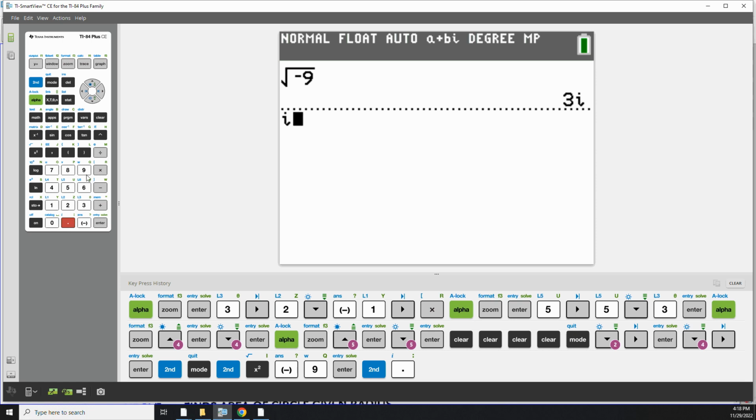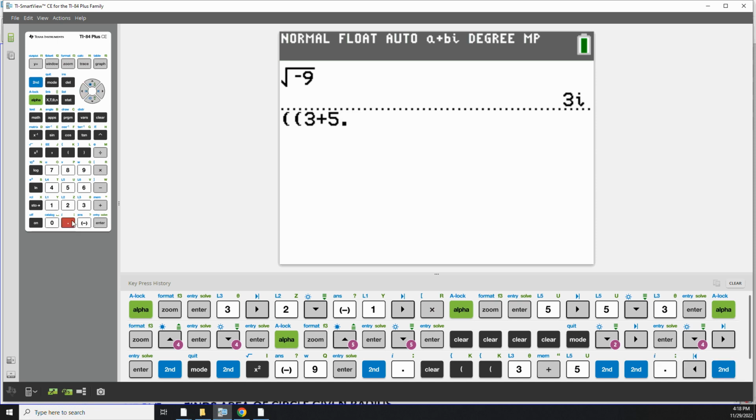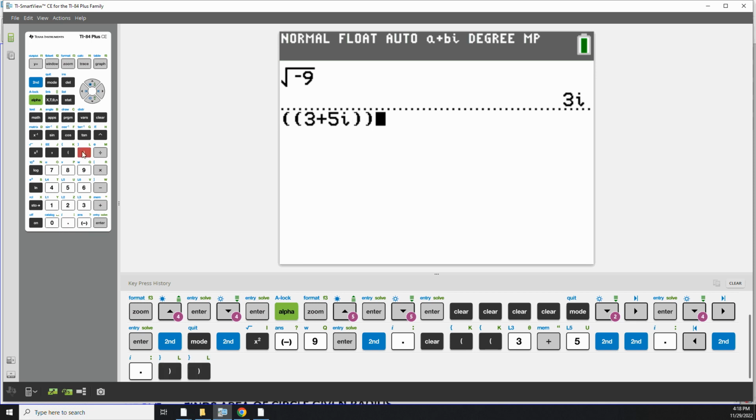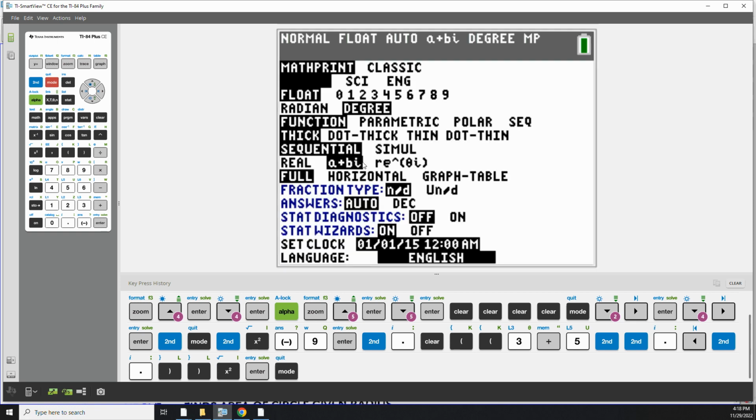I see this question on the ACT all the time. They'll ask, what's 3 plus, open parentheses, 5i, second decimal, right? Close parentheses, squared. And that will give you the answer. Comes up every now and again on the ACT. I want you to be having it. Put yourself in the a+bi mode. Everybody got it? And now you can do i.